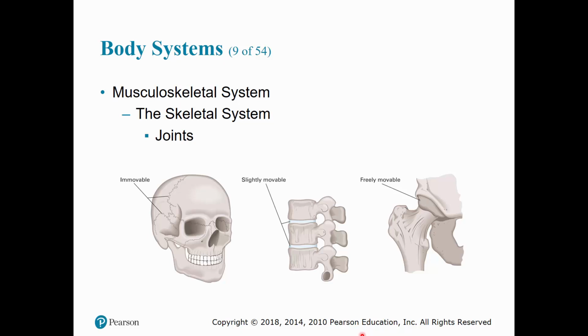We also have various joints within our skeletal system. You have those immovable joints that make up your skull, that are all fused together. You also have slightly movable joints that make up your vertebrae, and then freely movable joints, such as where your femur meets your pelvis, so that it allows you to be able to walk.